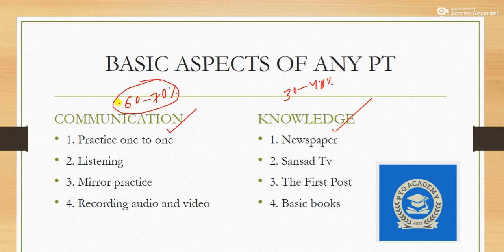60 to 70% is given to communication, because if you are not able to communicate, then how will you express yourself, and how will the person who is judging you get to know what all things you know, and how you are going to interact with people in future? Especially as it is an officer level post, communication is a must. So now how can you improve your communication? This is very important.